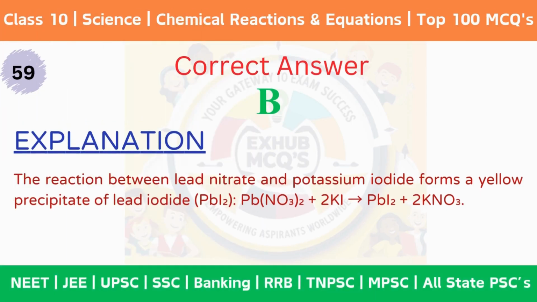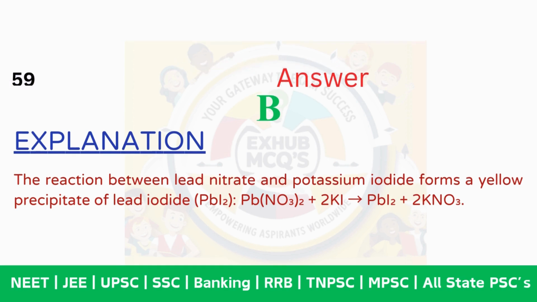The correct answer is option B, formation of a yellow precipitate. Explanation. Lead nitrate reacts with potassium iodide to form a yellow precipitate of lead iodide, a classic double displacement reaction.